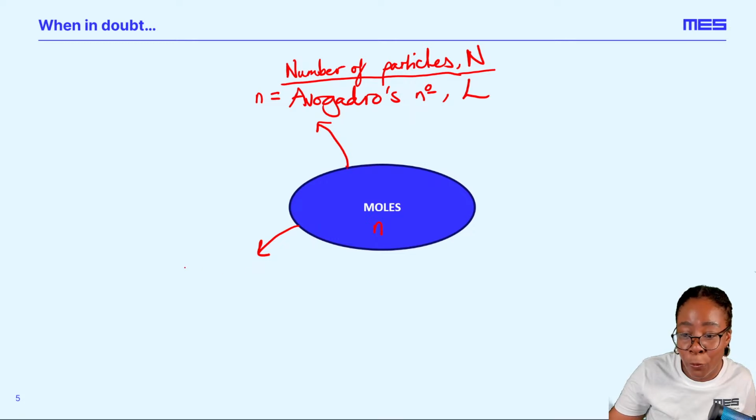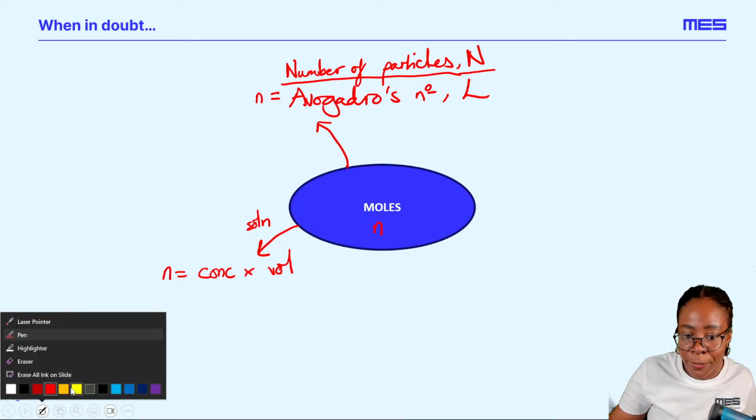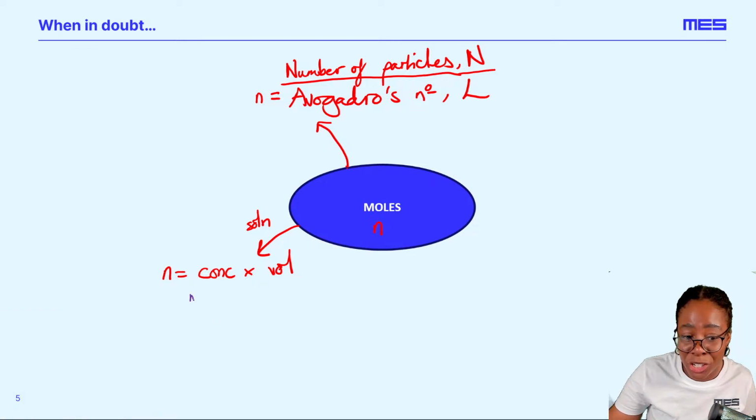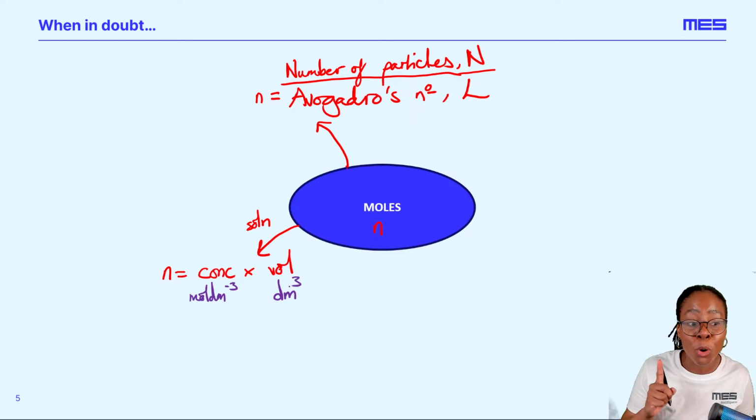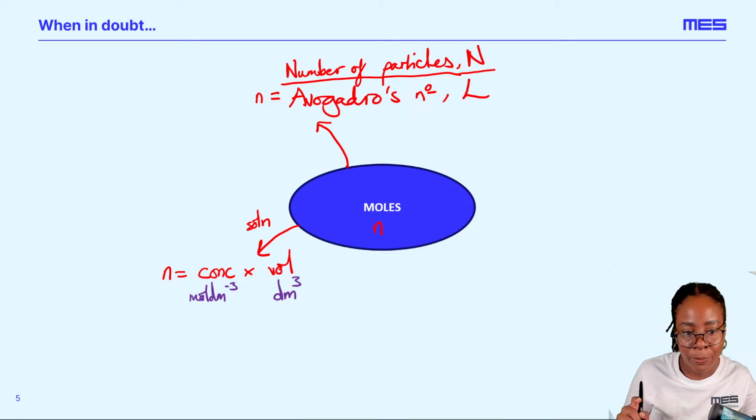Next, if we're dealing with solutions, then the number of moles is equal to the concentration multiplied by the volume. And units, of course, are very important here. Units for concentration are typically moles per decimeter cubed, and then our volume needs to be in decimeters cubed. More on that in a bit.